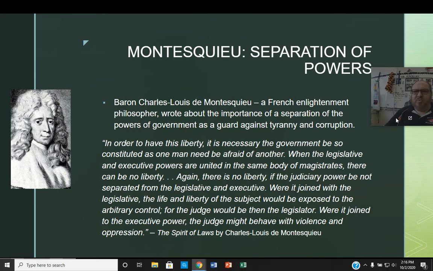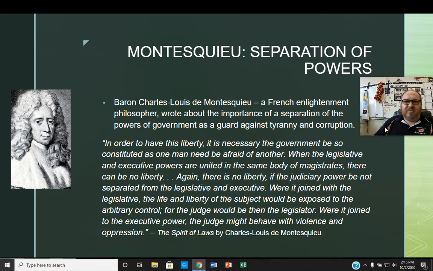Okay? So, in other words, when you have a government that has the legislative, the lawmaking power, the judiciary power, the court system, and the executive power, the power to enforce laws, all together into one person or a very small group of people, where any of those powers are shared, you have corruption and tyranny, and you have no liberty.